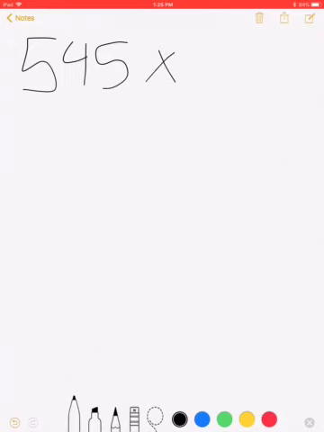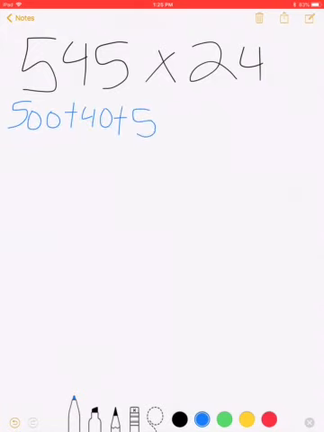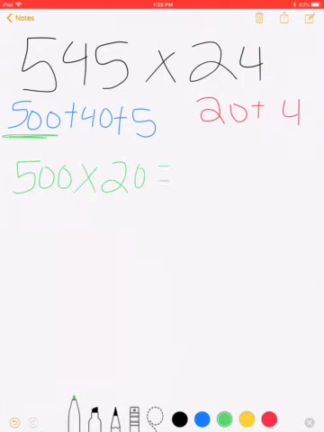545 times 24. Again, I'm going to think of my number as 500 plus 40 plus 5, and my other number as 20 plus 4. The biggest mistake students make with this is they forget to multiply something. So I always recommend starting with our biggest. So I have 500, and I'm going to multiply it by 20 on the other side first, which gives me 10,000.